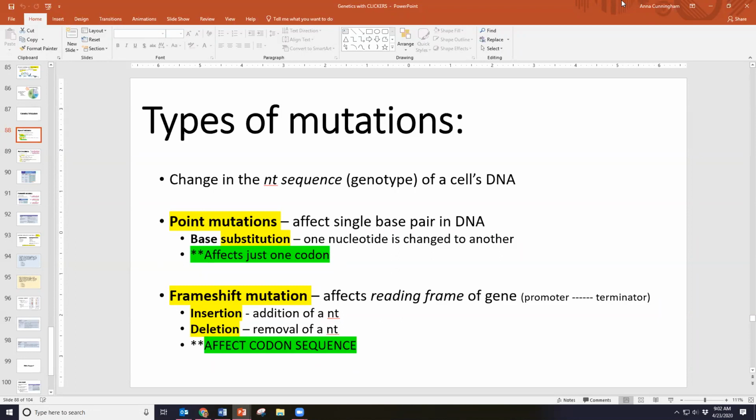And remember, all these changes are taking place in DNA. Although they could take place in RNA as well, mostly we talk about this in DNA.